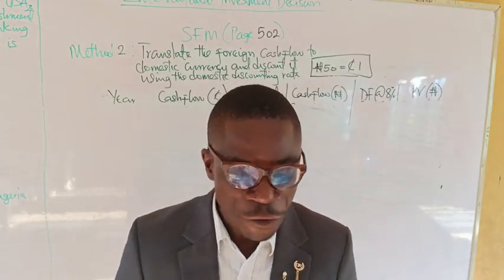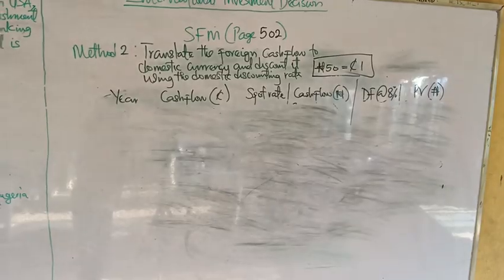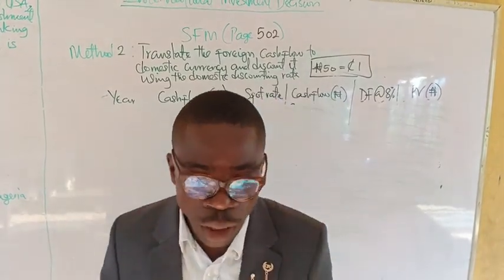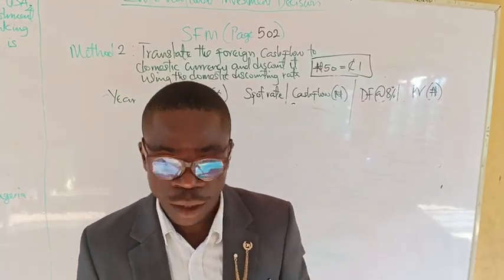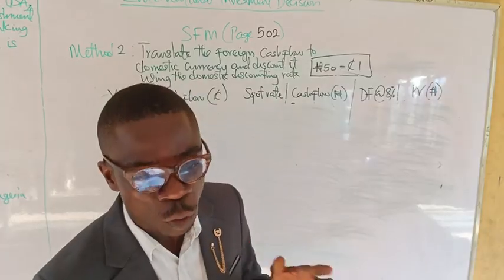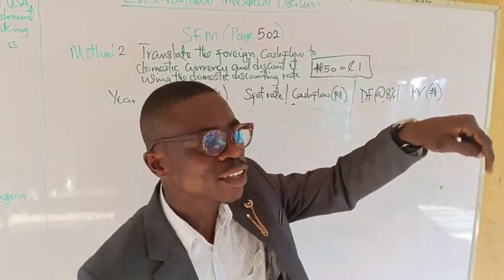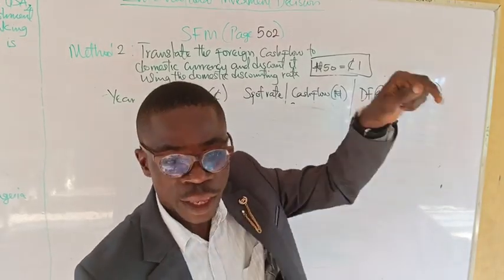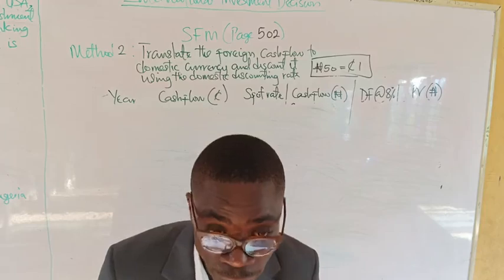Am I communicating? So if it is expected to last for 2 years, who can explain what will happen? For method 1, the way we solve method 1 for this question, it will not affect. We'll solve method 1 the way we have been solving it. Why? Because I know some people ask why. The reason why method 1 will remain constant is that method 1 says we should discount the foreign cash flow using the foreign discounting rate, right?